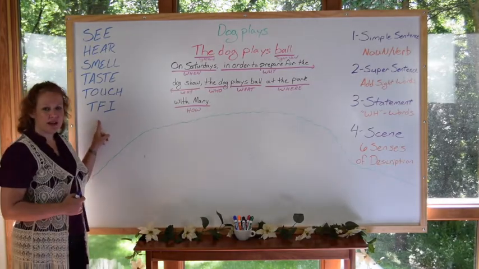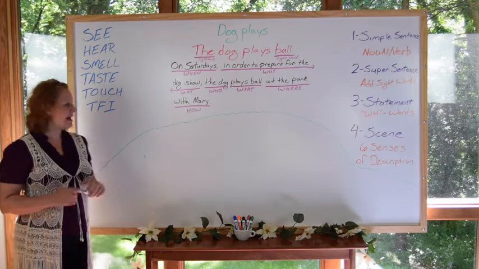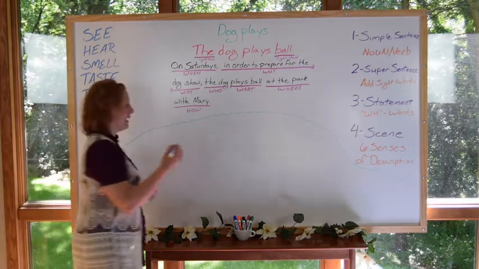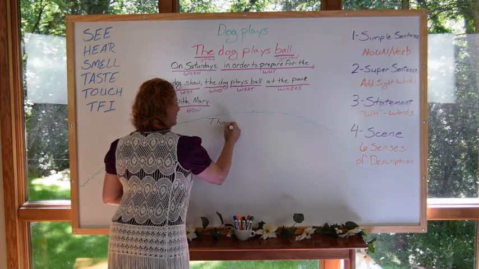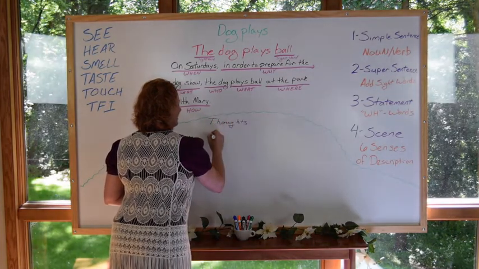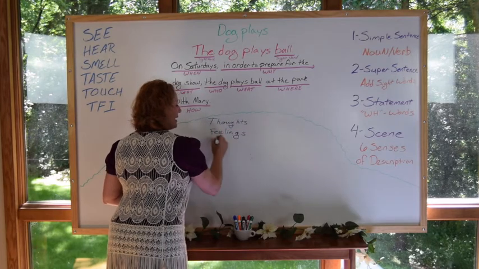Then we have the magic one. The 6th sense of description is the TFI. TFI is thoughts, feelings, imaginings.